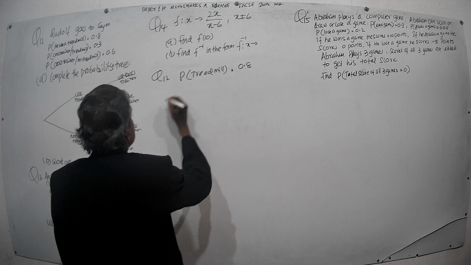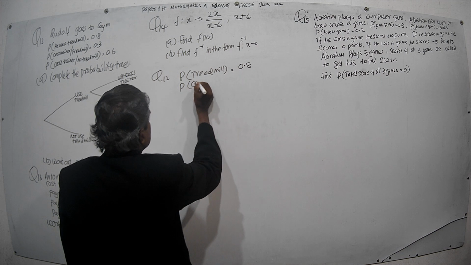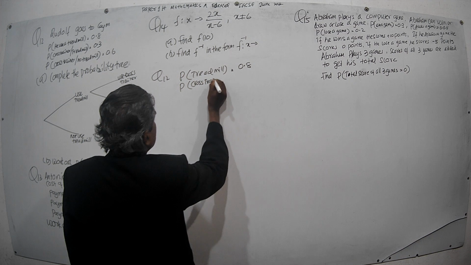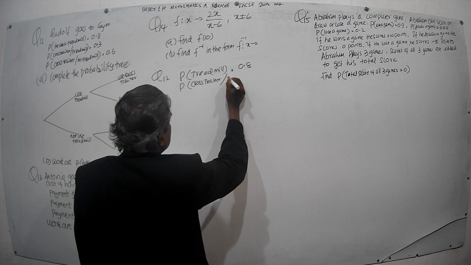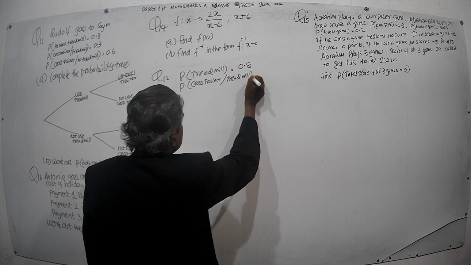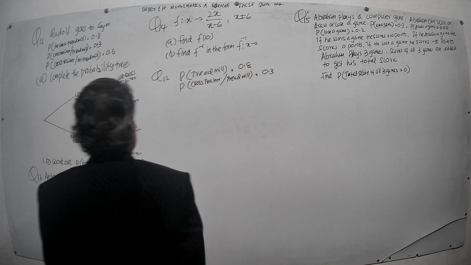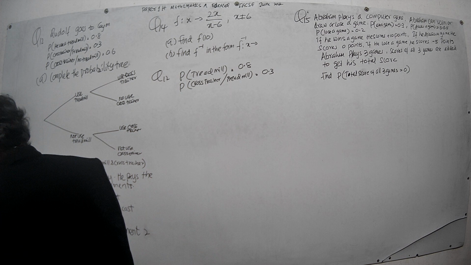Then the probability that he uses the other thing: P(cross trainer | treadmill). I will explain what this cross trainer given treadmill means. Okay, now look at the question.